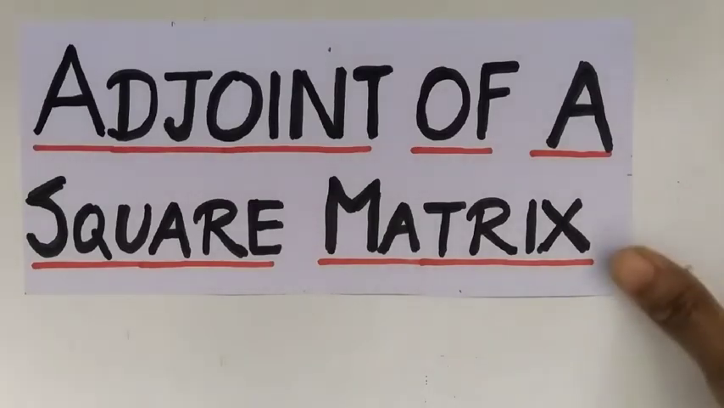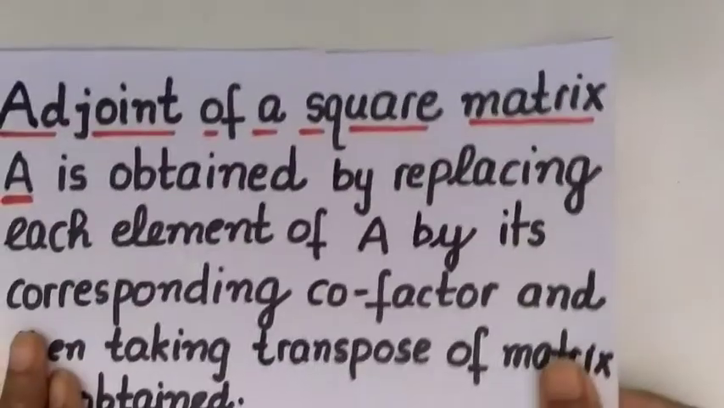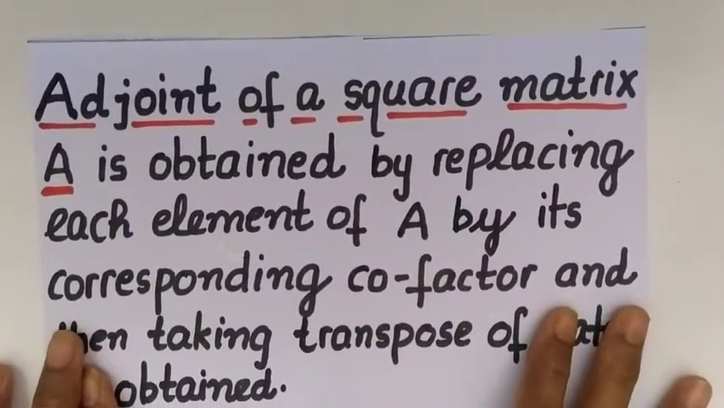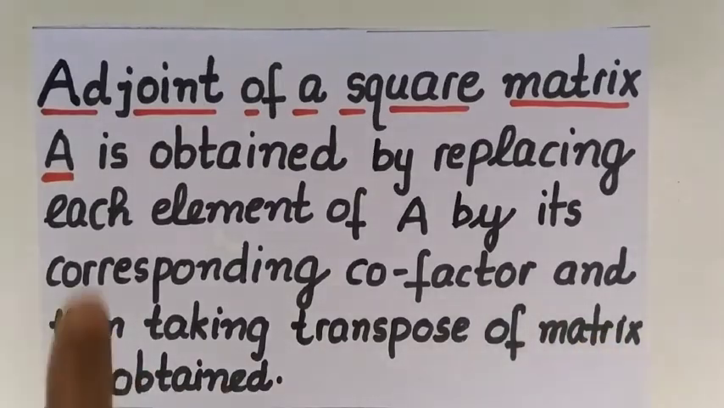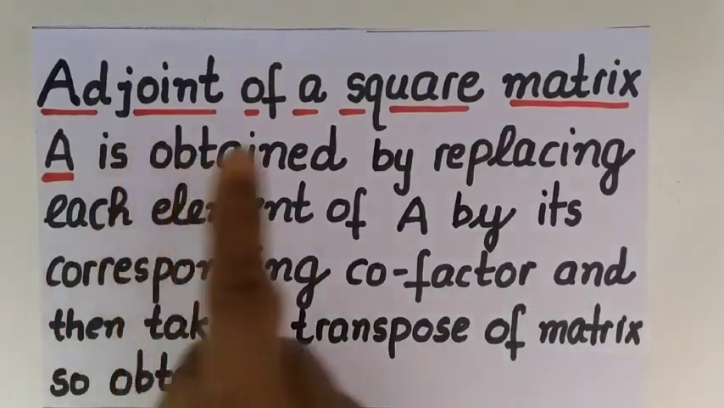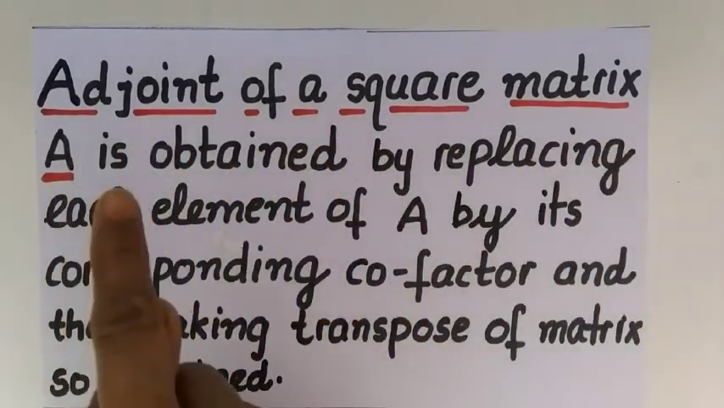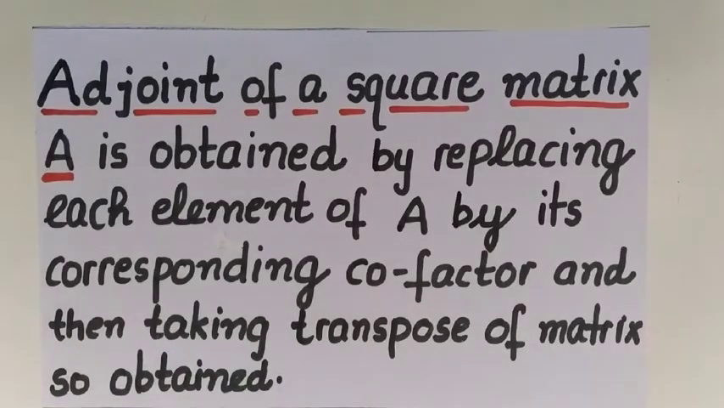So students, adjoint of a square matrix A is obtained by replacing each element of A by its corresponding cofactor and then taking transpose of the matrix so obtained.